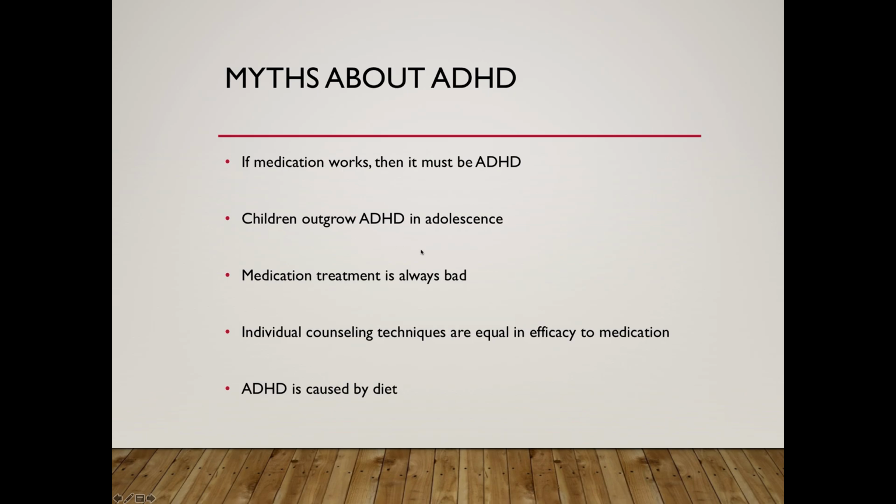That children outgrow ADHD in adolescence. I think this stems from the idea that once a teen hits puberty, they're interested in dating, they're interested in hobbies, they're kind of gravitating away from mom and dad and things like that. It looks like they're very distracted, and they might be. Distraction is not the same as ADHD, right? So an adolescent might grow out of distraction, but if it's ADHD, that would persist into adulthood.